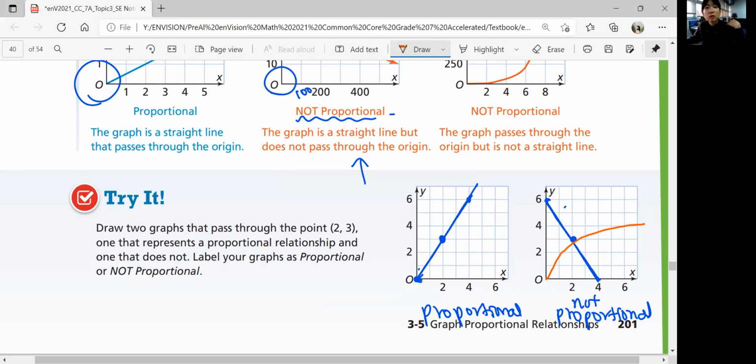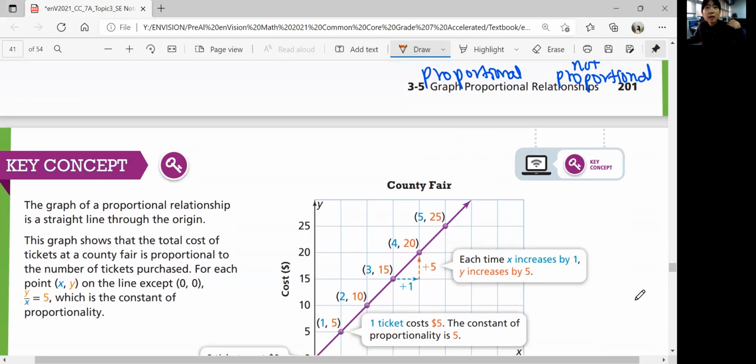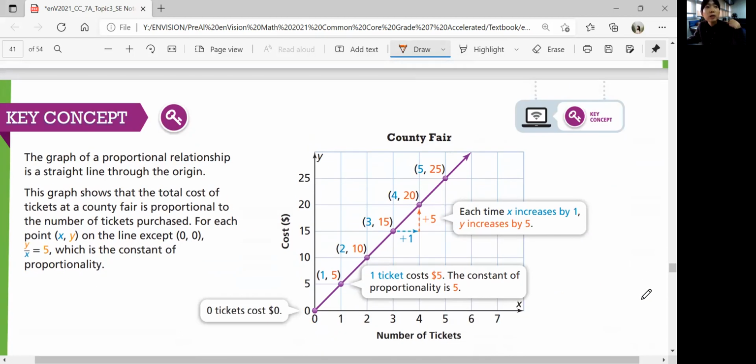All right, so let's summarize our lesson. In this lesson, we learned how to graph the proportional relationship as a straight line. Your graph should go through the origin. It needs to be a straight line, which means it has the same constant rate of change, k. The constant of proportionality is 5 here, so every time your x increases by 1, your y increases by 5. And your constant of proportionality is y over x.